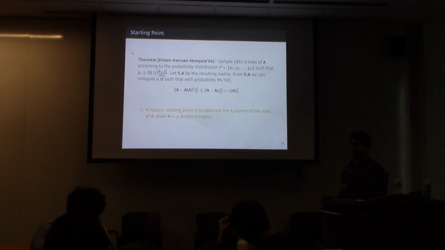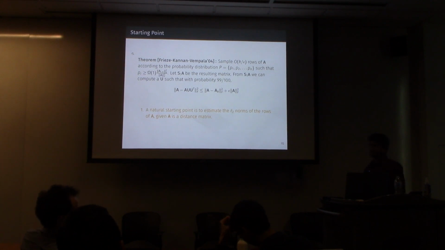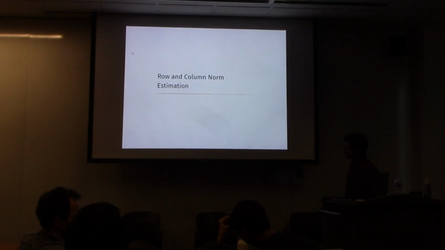So the question is, if I have a distance matrix, can I estimate the L2 norm of each row without reading the whole matrix? Can I do this quickly? That's what we're going to do.